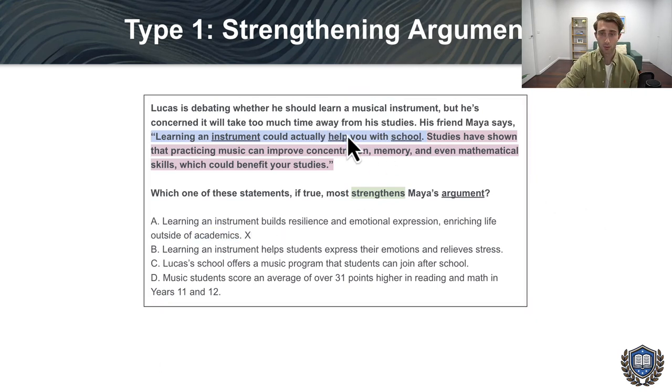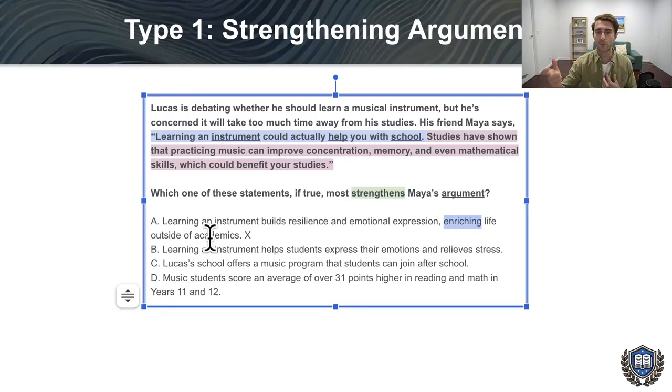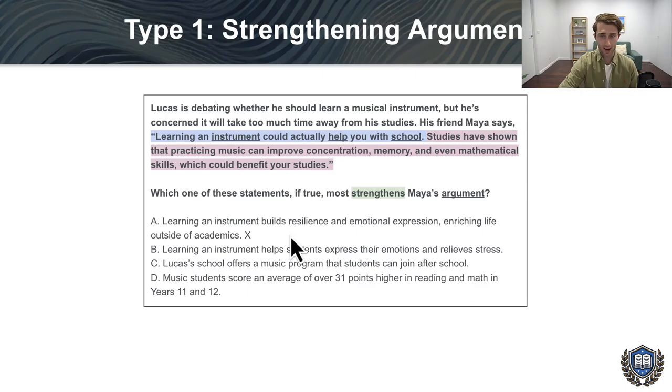Now, often they won't use the exact same terminology in the statements. What that means is they'll use different words. So for example, they didn't say enriching life outside of school, because that would have been too easy. They said enriching life outside of academics. Academics is another way of saying school, essentially. So A wasn't correct because it wasn't linked enough to how it could help you at school.